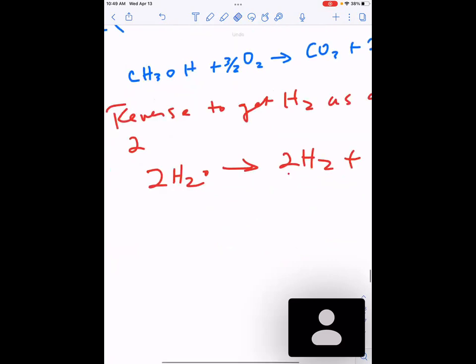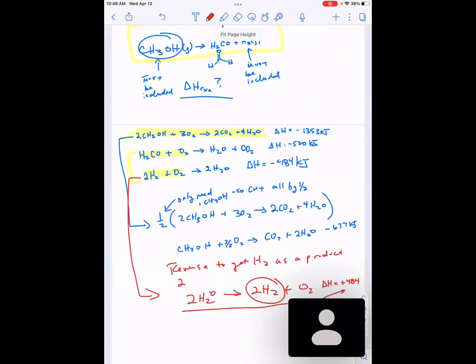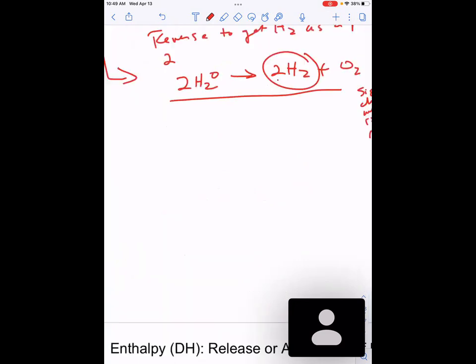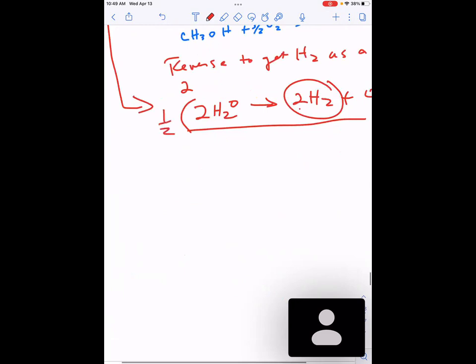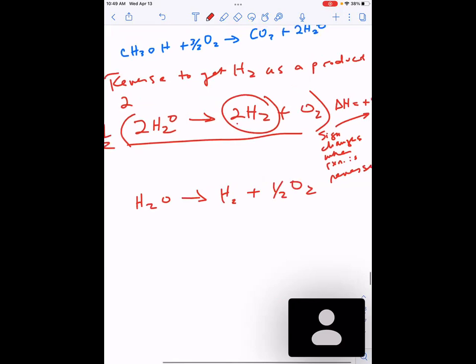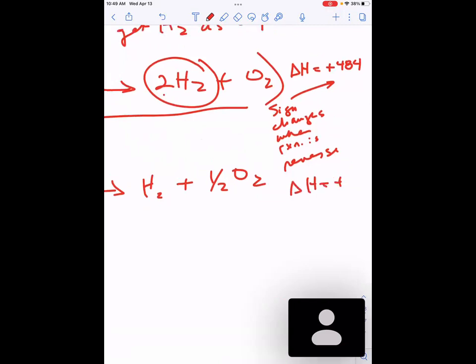And then for the final equation, we're going to have to rearrange that one the same way. But right here, we only need one of these based on the original equation. That's only one, right? So we want to multiply that by 1/2. So everything gets cut by 1/2, including the enthalpy. So it's going to be H2O going to H2 plus 1/2 O2. All right, and then the delta H is going to be 242, and it's still positive. Everything gets cut in half.